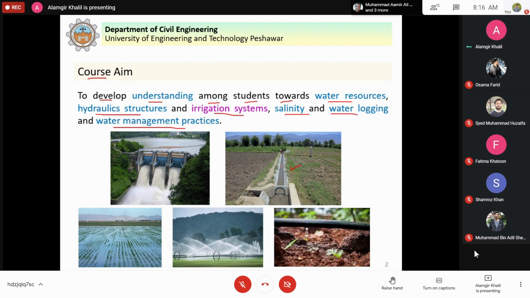Similarly, if the natural topography is such that there is a significant change in the slope, then we have to provide what are known as canal falls. For example, let's say this is the natural surface level, and then there is a sudden change in the level. Then we have to provide drop structures. Clear? That we call canal falls. So we have to study different hydraulic structures.